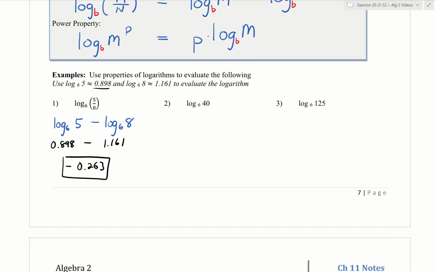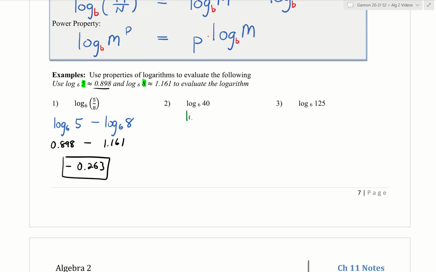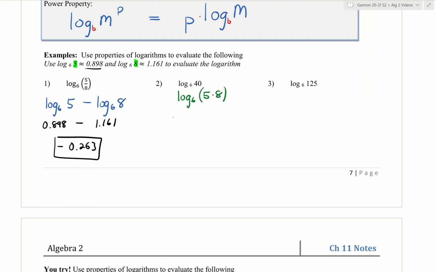So the next one is log base 6 of 40. Well, I don't have log base 6 of 40 anywhere here. So what we want to try to figure out is how do we get 40 using 5 and 8? Well, it's not too hard. Log base 6 of 40 is the same thing as log base 6 of 5 times 8. All right, so that's that product. And we're going to use that first property above that says log of a product is the sum of the logs. So this now can be written as log base 6 of 5 plus log base 6 of 8.